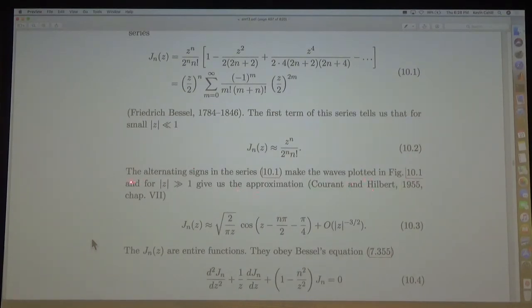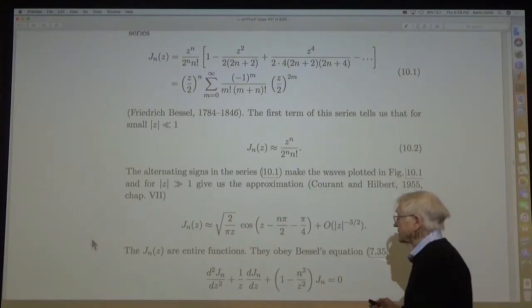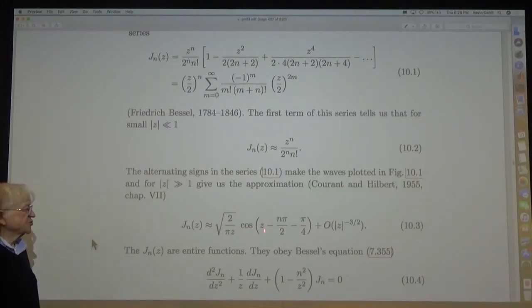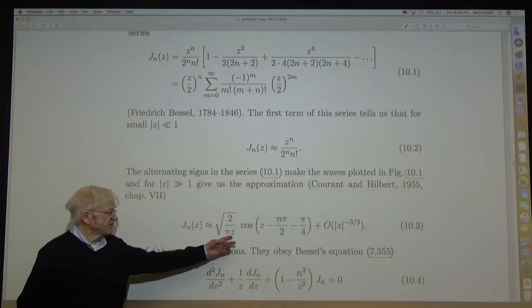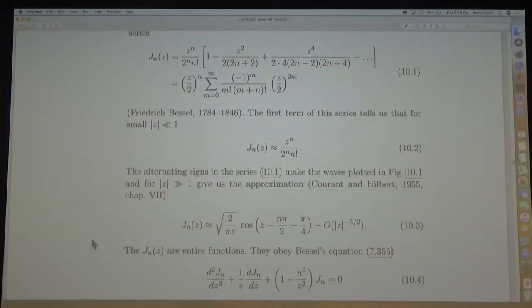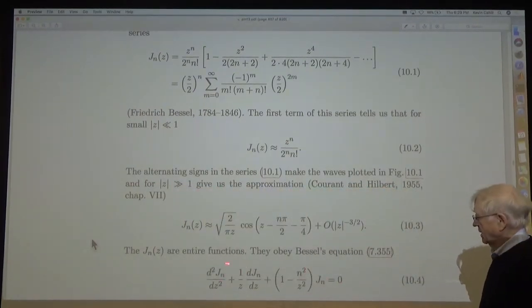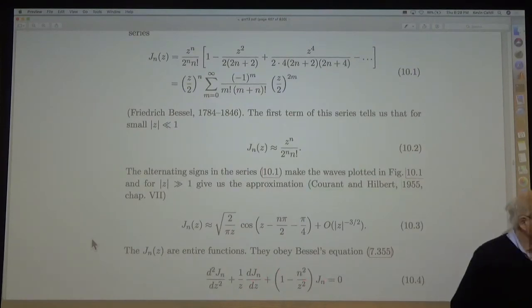On the other hand, if you go to very large z, then you have an approximation like this, and as I said, they look like a trigonometric function, cosine or sine, apart from a 1 over square root of z. And also it's not cosine z, but if it's Jn, then you subtract n pi over 2, and then you always subtract pi over 4. These Jn of z's are entire functions, and they obey Bessel's equation, which, not in self-adjoint form, looks like this.